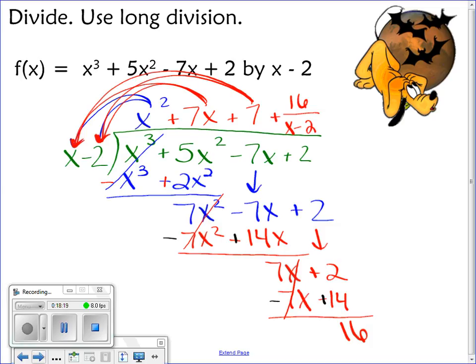Oh, no, you'll like it. At first, you're like, what just happened? Because it's so different. But then you're like, this is awesome. Because I don't have to worry about changing my signs in synthetic division. I don't have to write down the x's in synthetic division. It's a beautiful process.